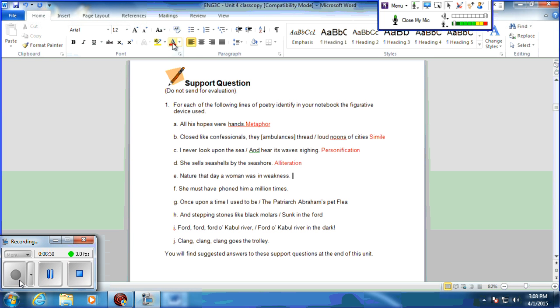Nature that day, a woman was in weakness. So this is a metaphor because you're comparing nature to woman without using like or as. You could also say it's an example of personification, because saying that nature is like a woman, and a woman in weakness, that whole together becomes personification.